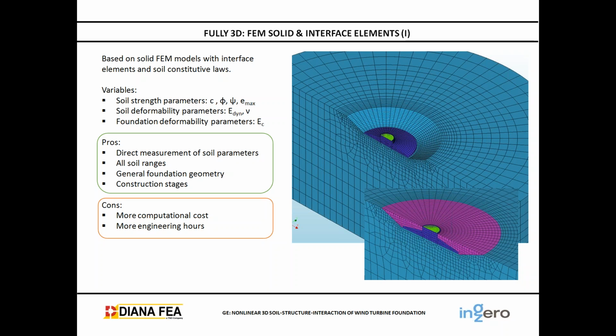Here we have the variables we use: the soil strength parameters, the soil deformability parameters, and we also include the foundation deformability parameters. The pros of using this method is we can define the parameters of the soil with direct measurement of soil parameters with testing. We can use it in all soil ranges, we can have a general foundation geometry, and we can also include the construction stages. The cons could be that it has more computational cost and you need more engineering hours to do it.